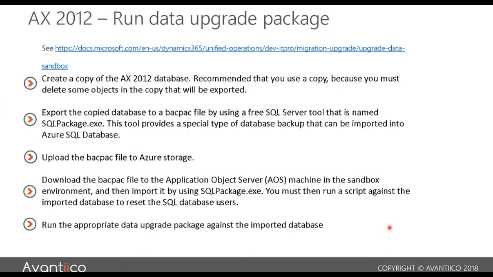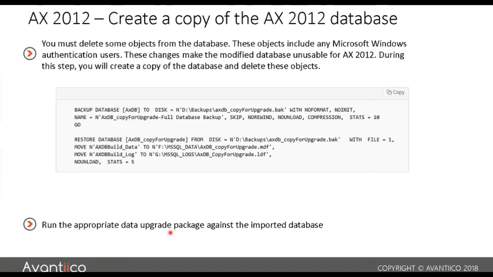We'll run some scripts. We will do a special export using SqlPackage.exe. We will upload that to Azure Storage. We will download that to the Sandbox, run a script against that, and run the data upgrade package. And make sure you pick the right one. When we did that, we picked the wrong one. We have some problems. So you have to pick the right upgrade package for the specific version you're upgrading to.